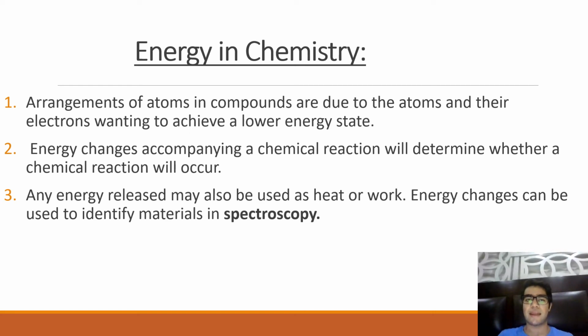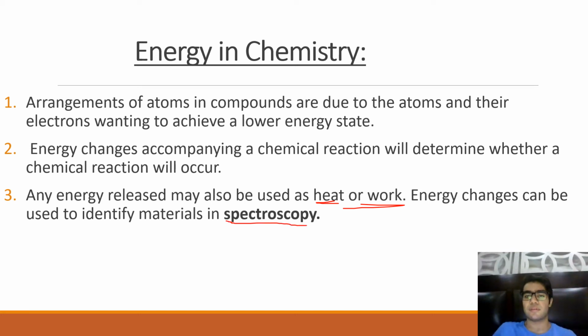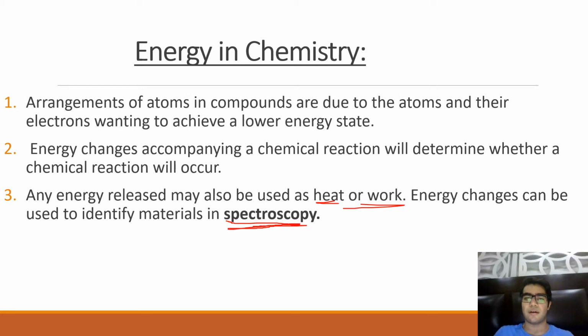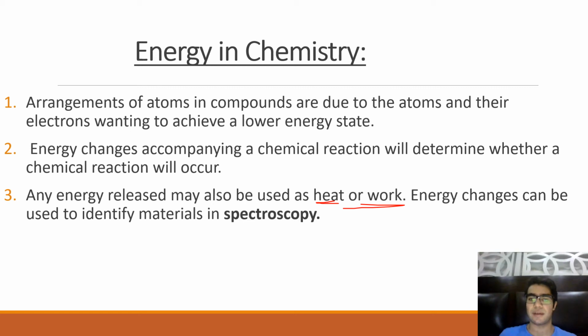And the second thing is that energy changes accompanying a chemical reaction will determine whether a reaction will occur or not. Okay, any energy released may also be used as heat or work. Energy changes can be used to identify materials in spectroscopy. So this is a key term that you need to know. I'll go in detail in other videos about spectroscopy, but you just need to know that energy changes can also be used to identify materials in spectroscopy.